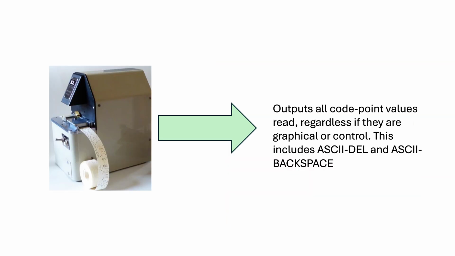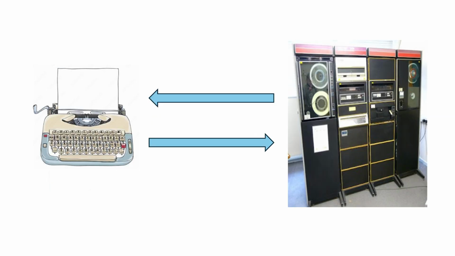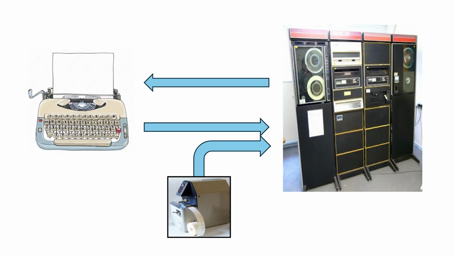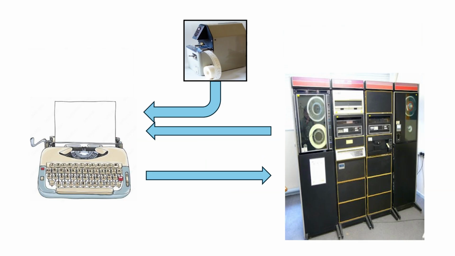The punch tape reader is really a dumb device, transmitting the punched code point values for each character that it reads. It absolutely could not care less about whether it reads a graphical or control character, treating them all the same. The reading or playback of punch tape can occur in two ways. First, the tape reader device outputs to the computer, acting as user input. The second, the tape reader device outputs to the teletype display, acting as computer output.